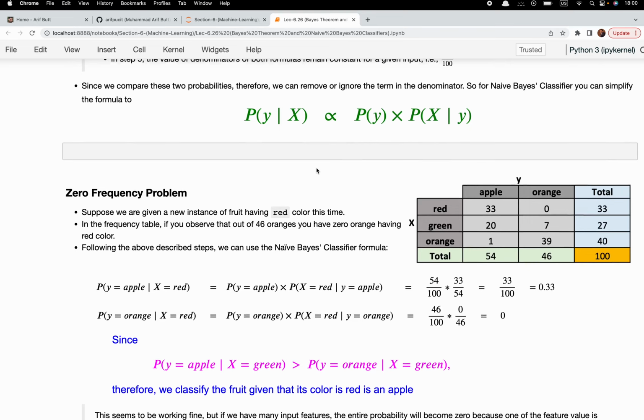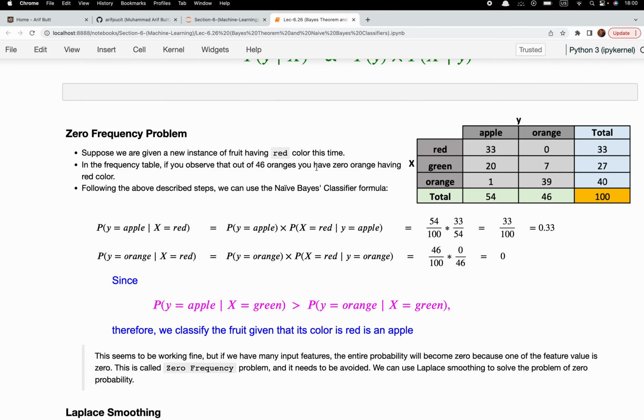Well, my dear students, before moving on to the next example, having multiple input features, let me describe the zero frequency problem that you may come across, and its solution as well, called Laplace smoothing. Suppose we are given a new instance of fruit having red color. Previously we have predicted a fruit having green color, and this time we want to predict a fruit having red color. In the contingency table over here, you can observe that we have 33 red apples and 0 red oranges.